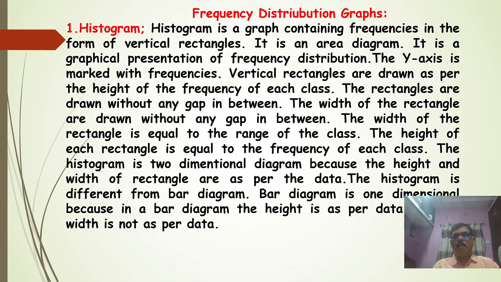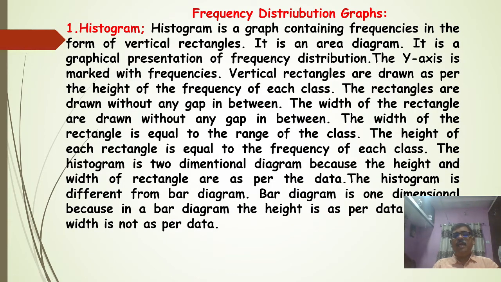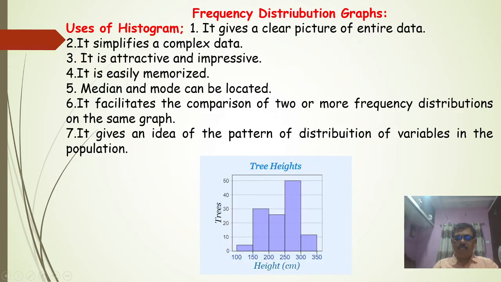First one is the histogram. It is a graph containing frequencies in the form of vertical rectangles. These are the frequencies which are shown as vertical rectangles. And it is an area diagram, a graphical representation of frequency distribution. The y-axis is marked with frequencies, and vertical rectangles are drawn as per the height of the frequency of each class. The rectangles are drawn without any gap in between them. There is no gap in between these two variables.